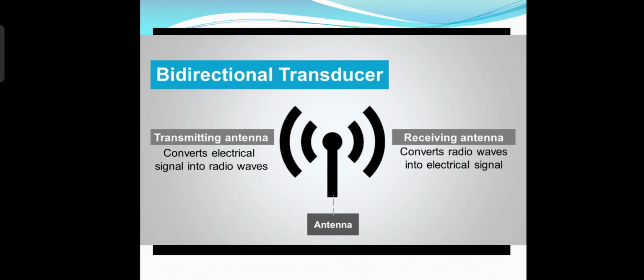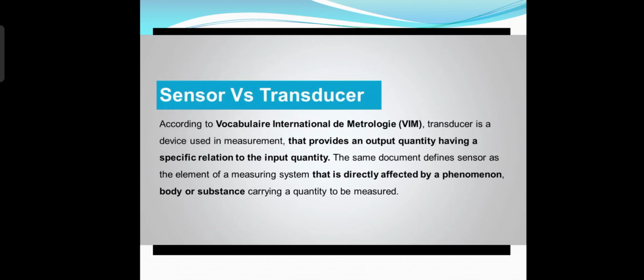For example, antennas in the transmitting mode convert electrical signals into radio waves, while in the receiving mode they convert radio waves into electrical signals. It should be noted that this terminology is not standardized. According to Vocabulaire International de Metrologie, VIM, a transducer is a device used in measurement that provides an output quantity having a specific relation to the input quantity. The same document defines a sensor as the element of a measuring system that is directly affected by a phenomenon, body or substance carrying a quantity to be measured.